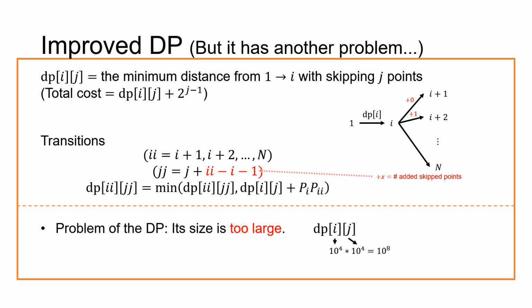However, this dp has another problem. That is, the size of dp is too large, and we can't handle it. The variable i ranges up to n, and the variable j also ranges up to n. Since n is at most 10 to the 4th, its size is at most 10 to the 8th. We need further improvement.